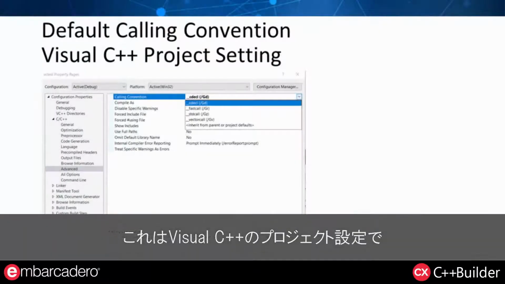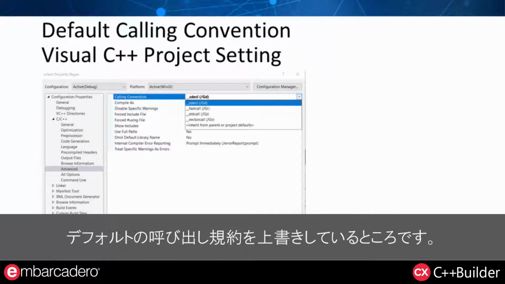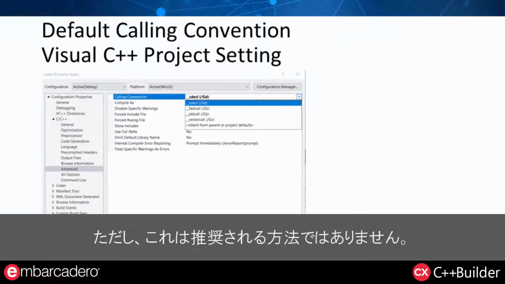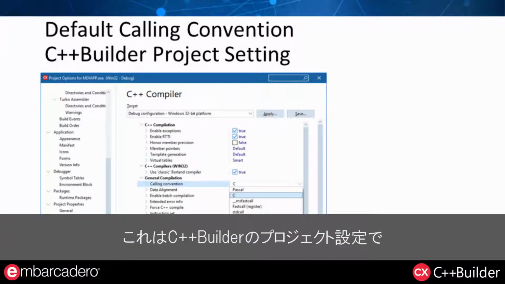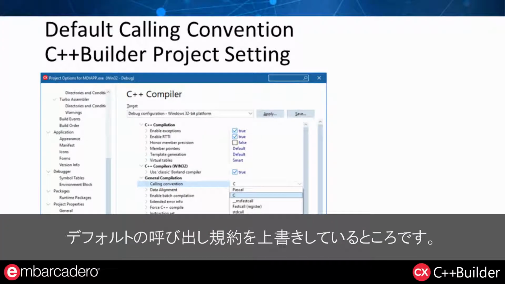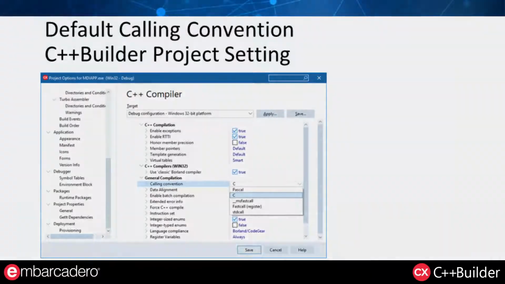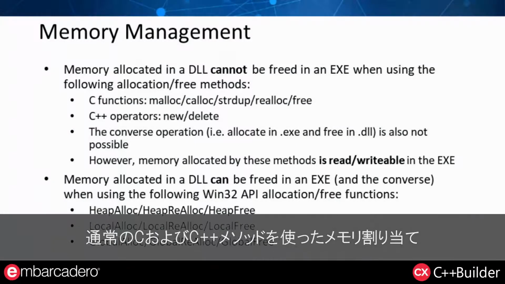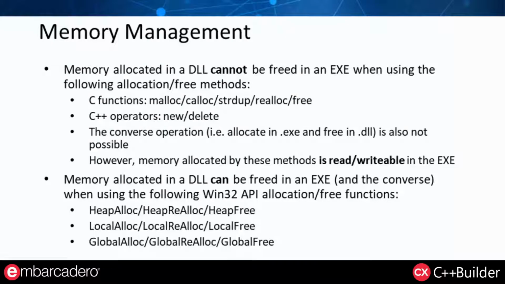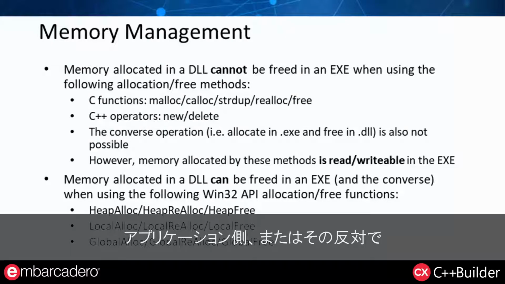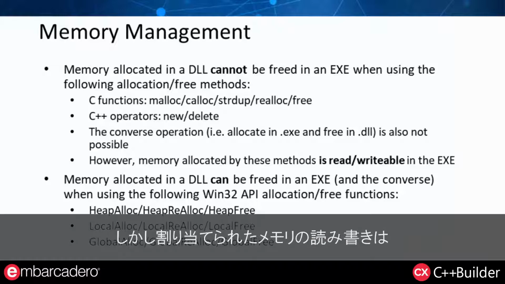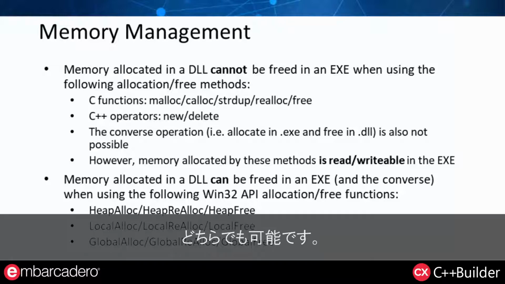This is the Visual C++ project setting where you can override the default calling convention. Again, this is not recommended. This is the C++ Builder project setting where you can override the default calling convention. Not recommended. Memory allocated using the normal C and C++ methods like malloc and new cannot be freed in the application or vice versa. However, that allocated memory is readable and writable in both entities.